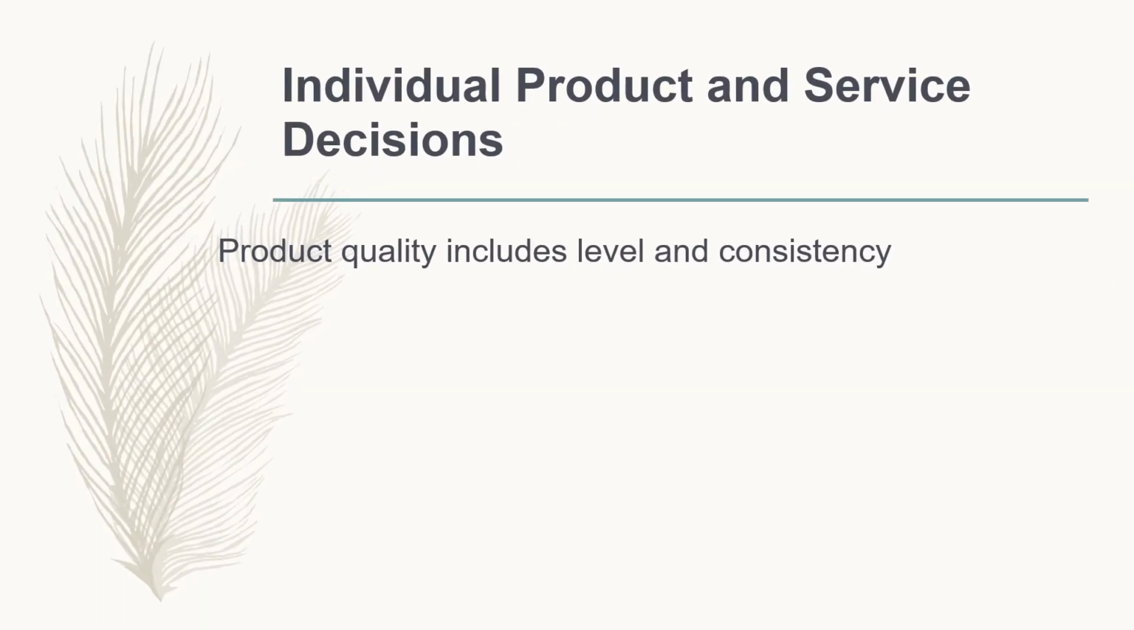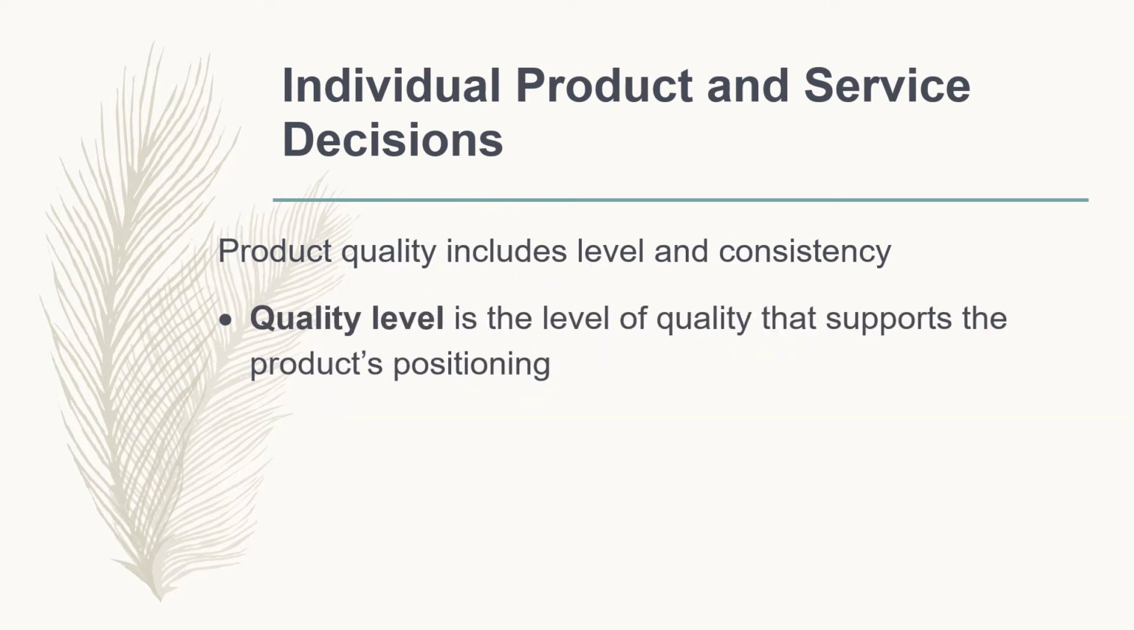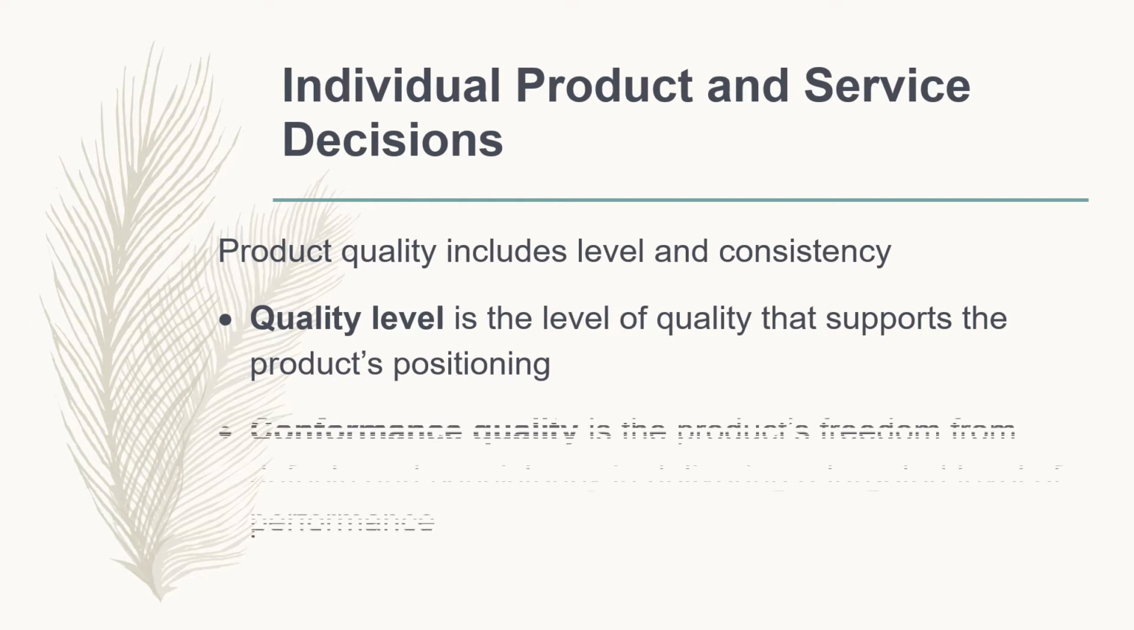Product quality includes level and consistency. We have quality level. When we say quality level, it is the level of quality that supports the product's positioning. It is the degree to which specific products satisfy the wants of specific consumers. Quality is any aspect of a product, including the services, included in the contract of sales.